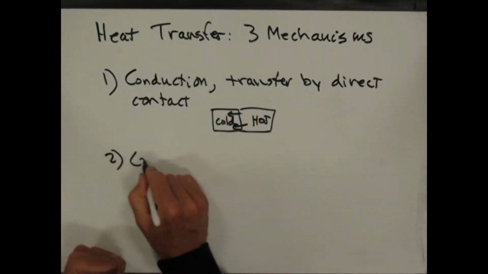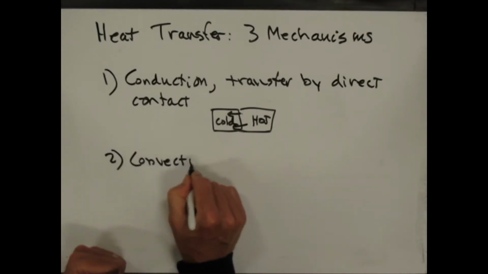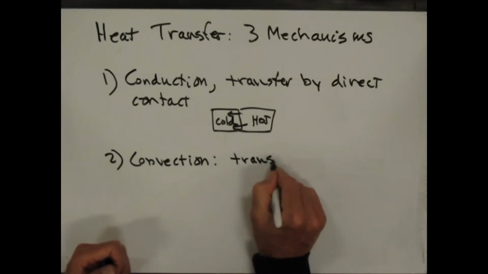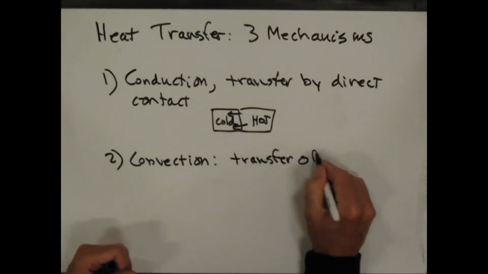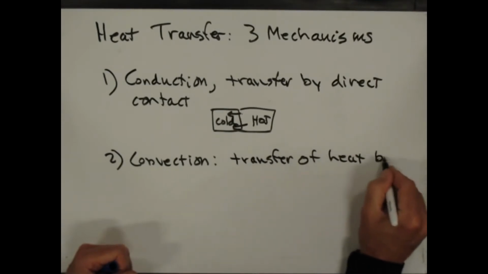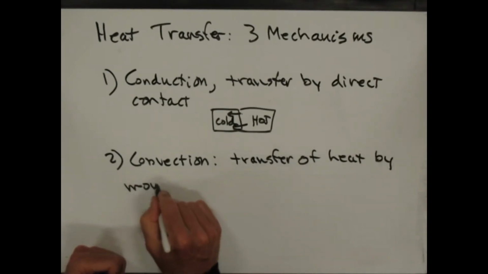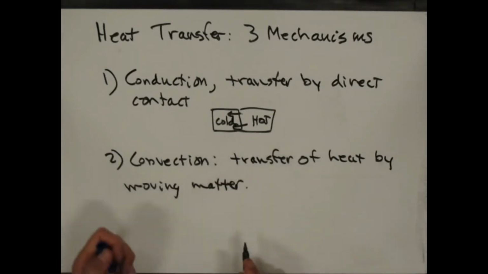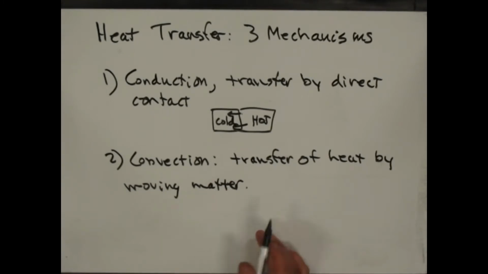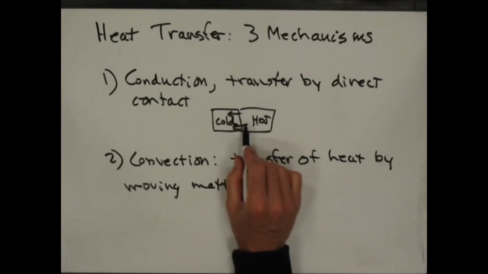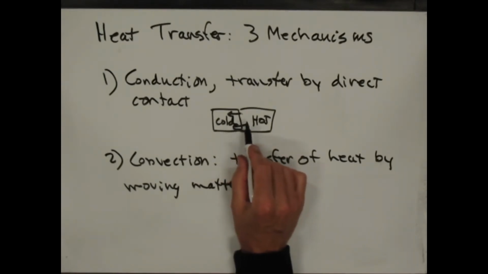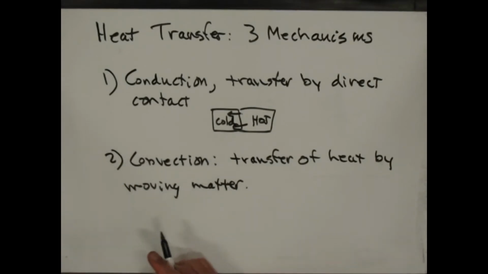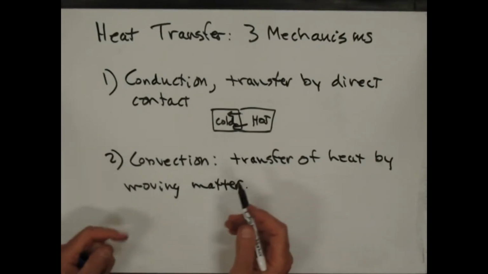The next one is convection. Convection is really the transfer of heat by moving matter. So here, the matter isn't moving, it's just that the heat is getting transferred, right? Really, it's just kinetic energy being transferred to molecules adjacent to each other, and the heat kind of moves along. In convection, heat's transferred by moving matter.